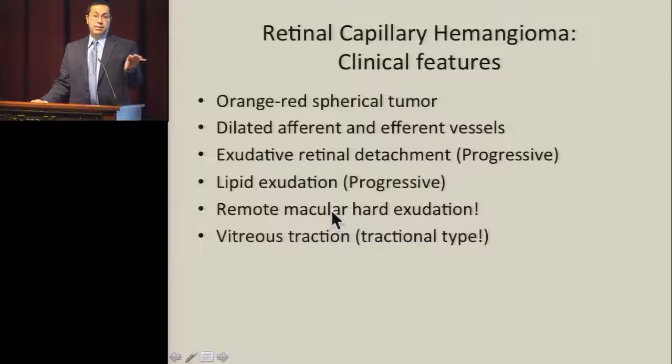If you see lipid exudation in the macula and you can't find the cause, of course, you can follow those dilated vessels and you can find the tumor. And they can cause vitreous traction. So that's the tractional type I told you.